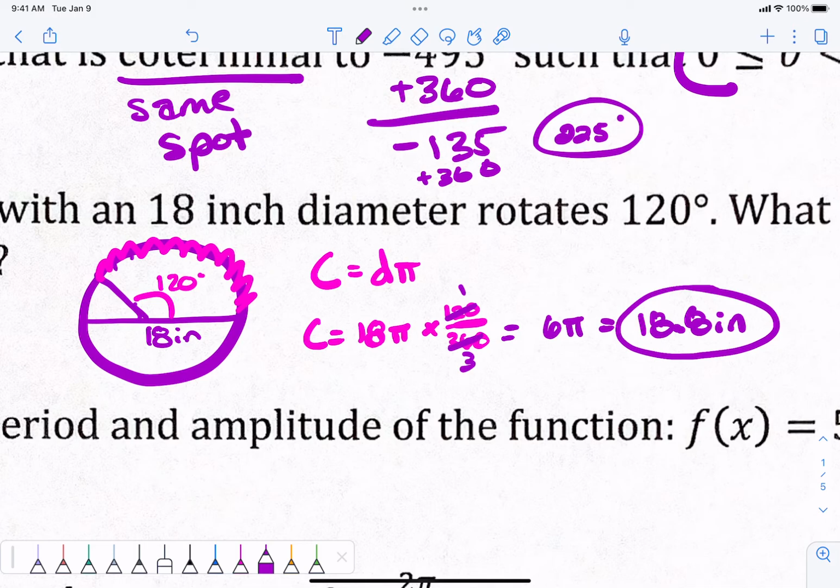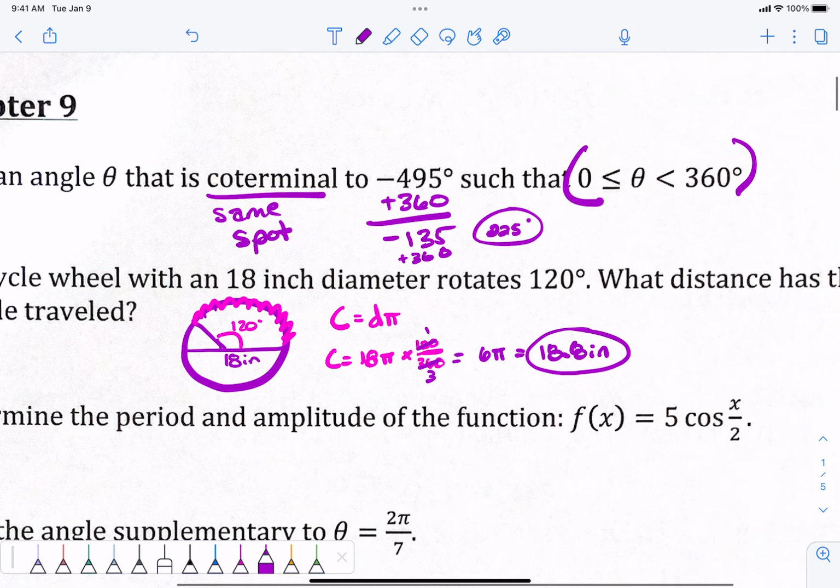Did that make sense? Tell me to stop if it doesn't. It makes sense, but everything is going so fast. Perfect. Okay. Determine the period. Are you okay, Maddie? No. Okay, I will stop. You tell me when we can go. Why did we take it down to 120 over 360? Because we only want that fraction of the circle.